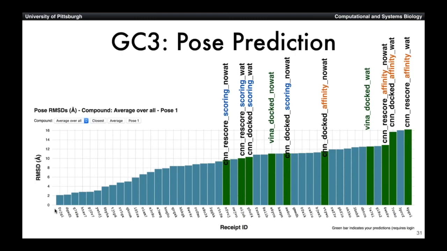Now for pose prediction, it's flipped. The model that's trained for scoring actually did better than the model that's trained for affinities, which I used to suspect or hope. And VINA is in between. But we're improving on VINA. Of course, these are all horrible for the reasons that were discussed.